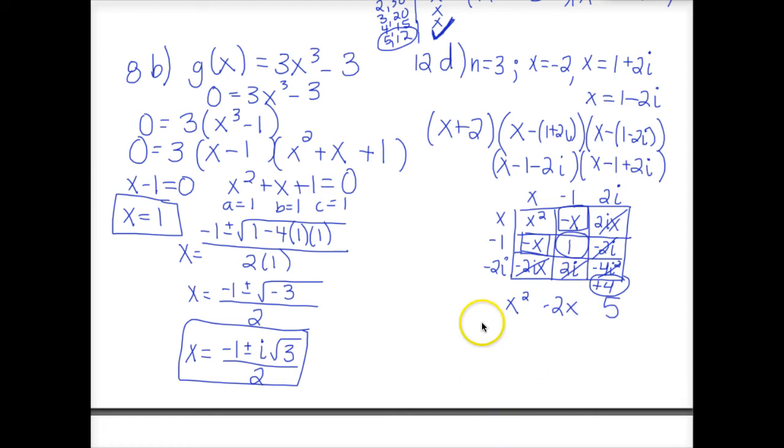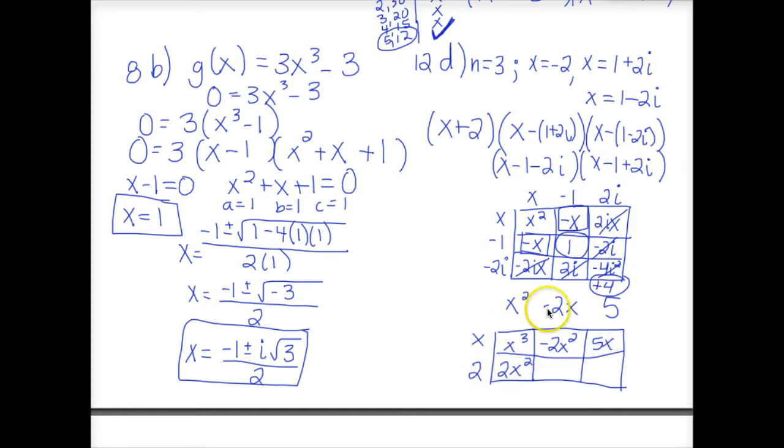Now the reason I wrote it spread out is because I know that now that I've fixed this, I found what these two multiplied together is. Now I need to go back and multiply it by my x plus 2. So I'm making myself another box, a smaller one this time, because it's a binomial times that trinomial. So x and positive 2, so x times x squared is x cubed. X times negative 2x is negative 2x squared. X times 5 is 5x. 2 times x squared is 2x squared. 2 times negative 2x is negative 4x. And 2 times 5 is 10.